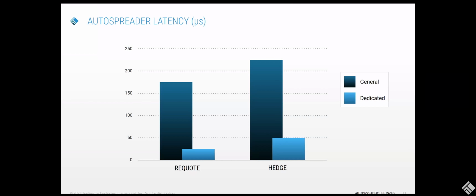Then we did want to mention as well, the Autospreader runs on dedicated servers for this sort of thing, and the latency numbers can be displayed in the audit trail within your workspace. So generally, Autospreader latencies for requotes are 175 microseconds, and the hedges are 225 microseconds. TT Prime is a premium version of Autospreader. It combines the spreading logic, direct exchange connectivity, market data, and order routing into a single streamlined process that significantly increases performance and reduces latency by more than 85%.